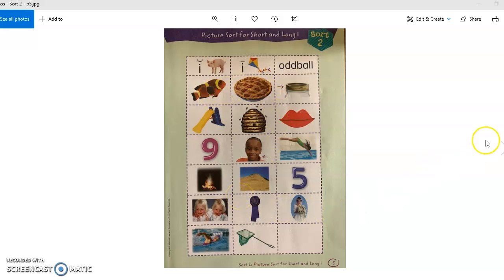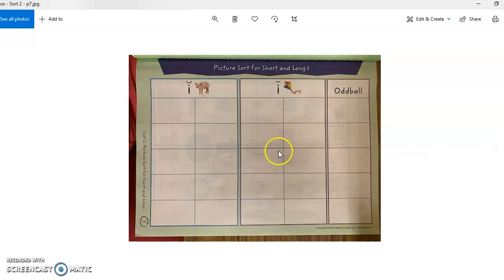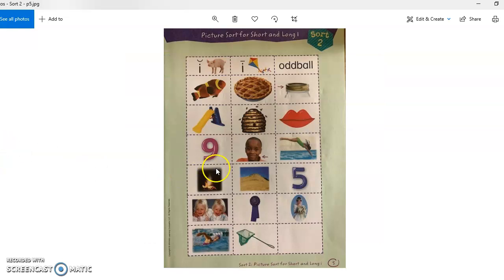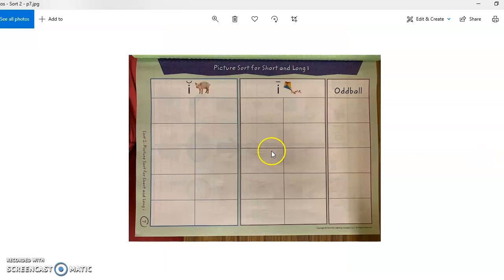You're going to turn to the next page and you see a category here for all of the short I word pictures and a category here for all of the long I pictures, like pig for short I and kite for long I, and the pictures that don't belong go in the oddball category. So you're going to be cutting these pictures out, sorting them into the two categories, short I and long I, and then you're going to paste them into your workbook.